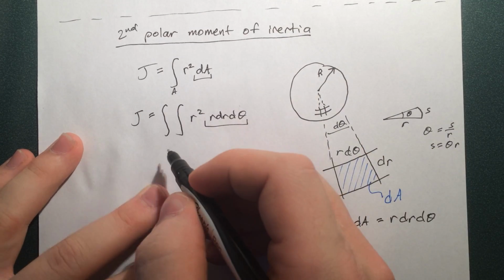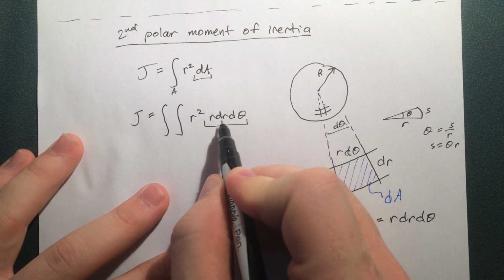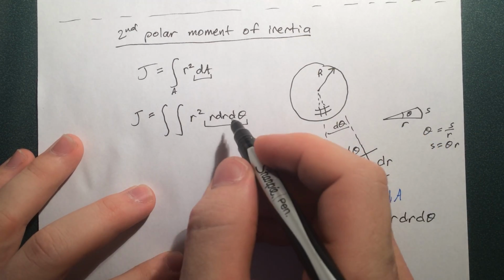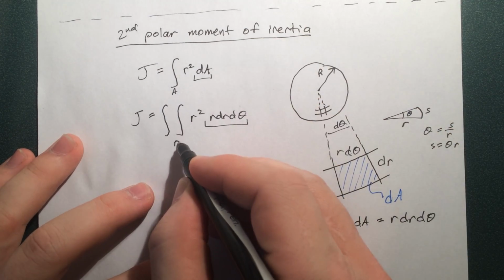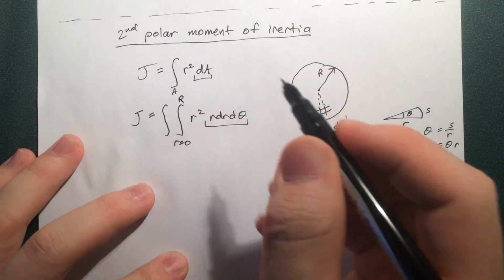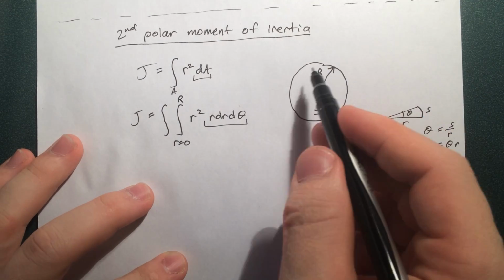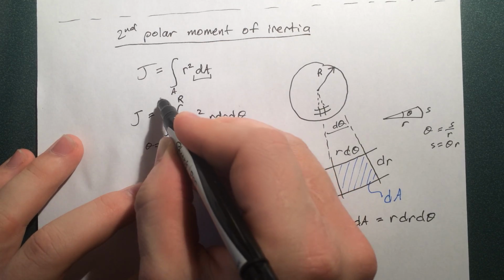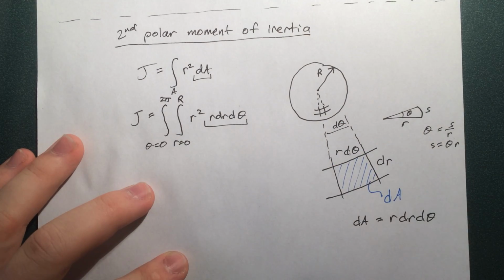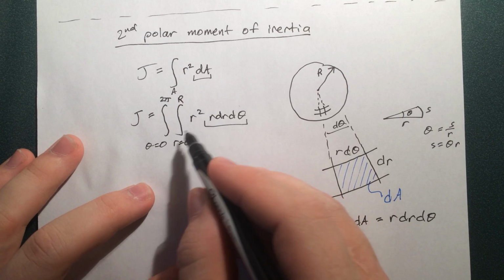Now, why did I get two integrals all of a sudden? Well, that's because we have two variables, r and theta. So integrating r from when r equals 0 out to big R, and theta, well, that's just all the way around. So that's 0 to 2 pi.